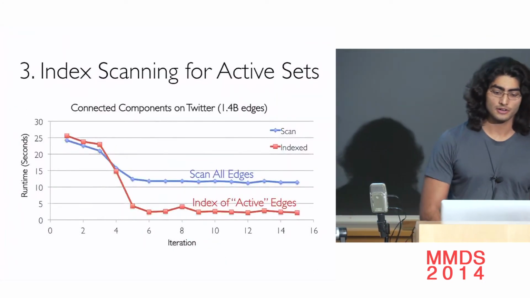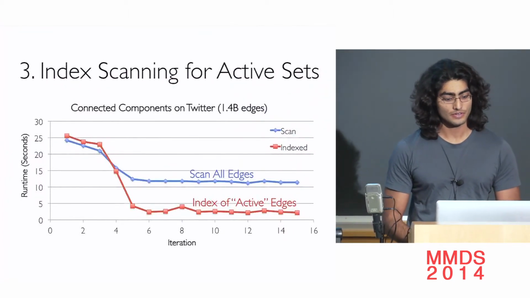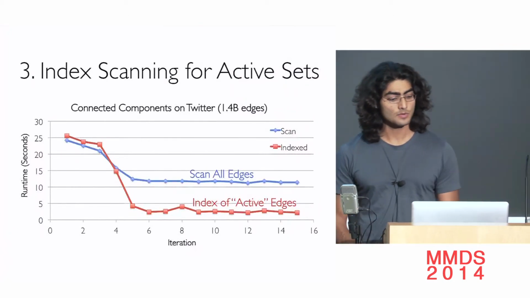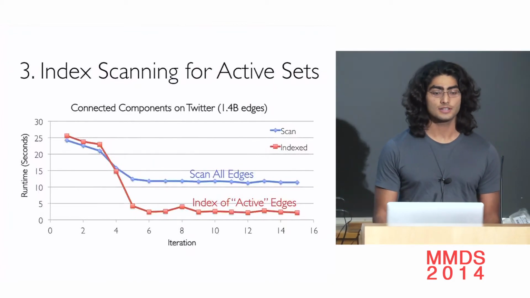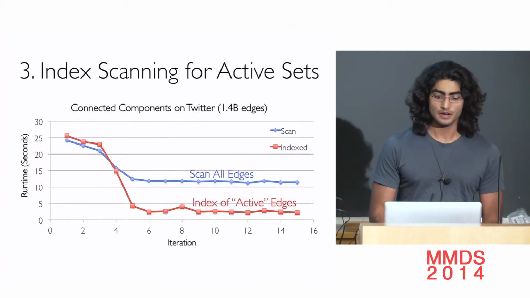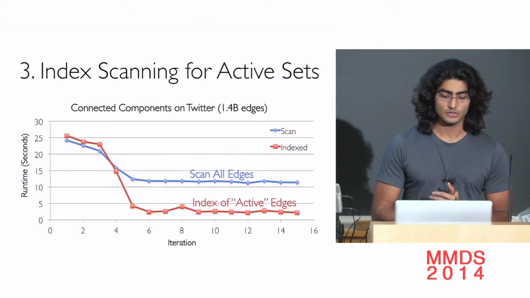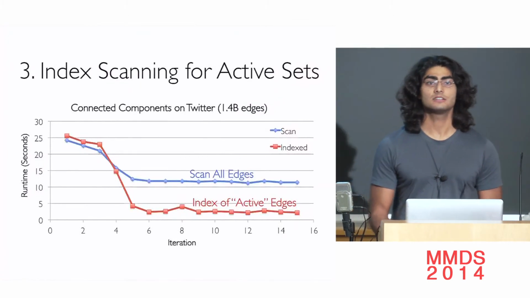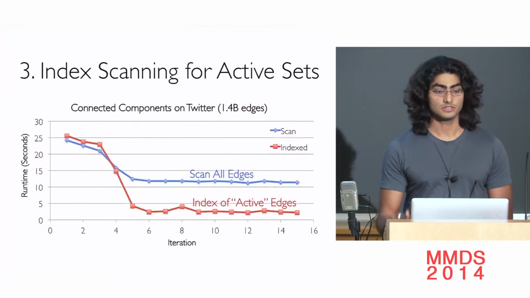All right, now the third optimization is that for many algorithms, we can figure out which edges the map UDF needs to run on rather than just running it on every edge. For example, in connected components, if none of an edge's neighboring vertices have changed components since the last iteration, there's no need to send a component update along that edge. So that means that certain algorithms, like connected components, have the concept of an active vertex set, and only edges adjacent to active vertices need to run.